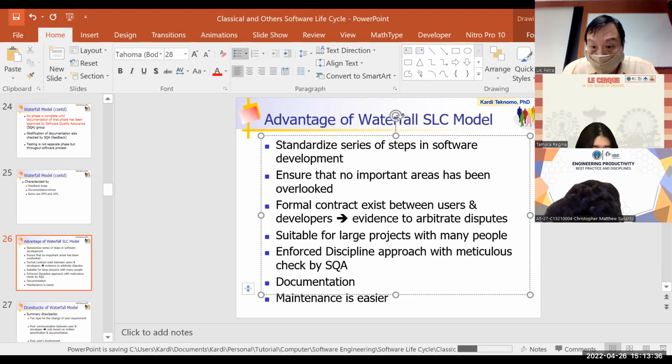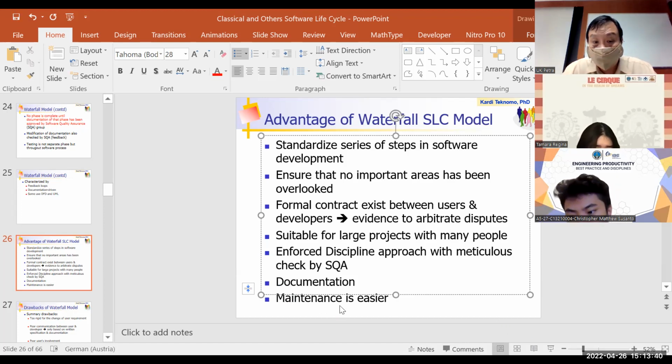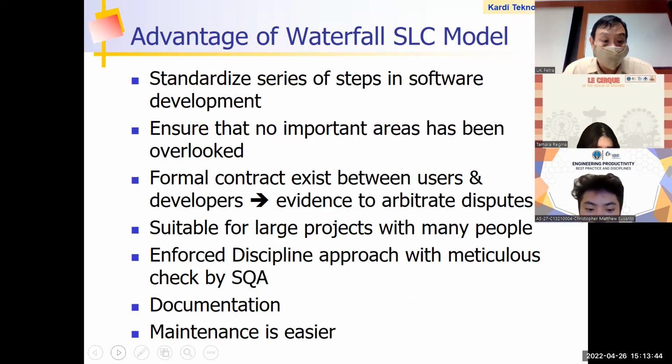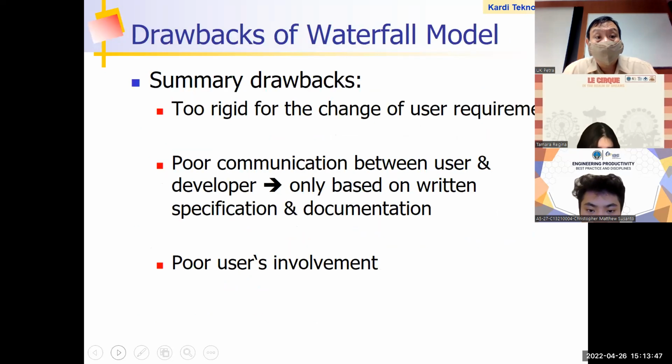Okay, and then the discipline is meticulously checked by the SQA. Maintenance is easier, right? Because of the documentation and checks. Okay, what's the problem with the waterfall? Government projects usually still use the waterfall model. This is very traditional, 1970. Remember? The problem is it's too rigid.